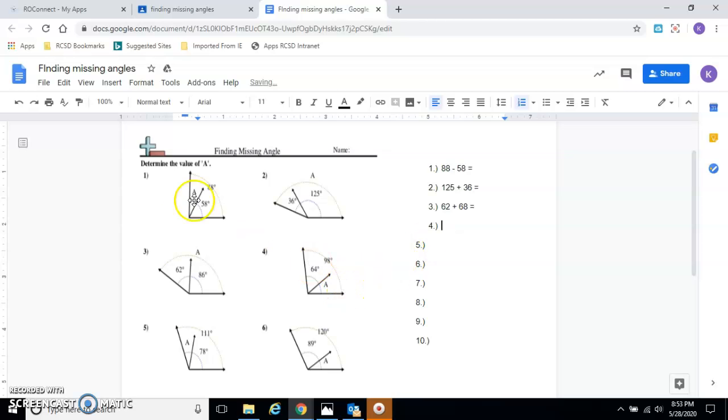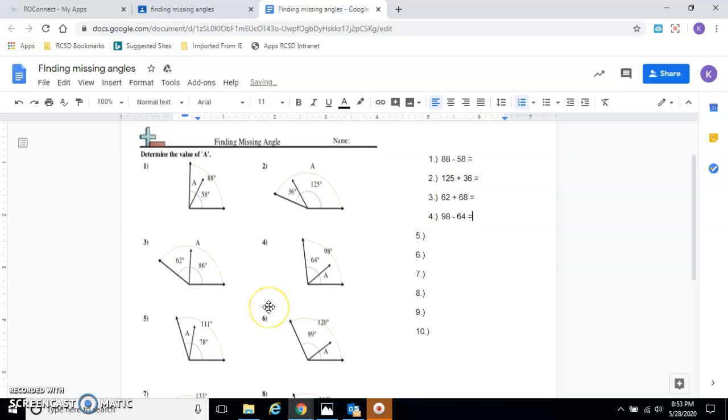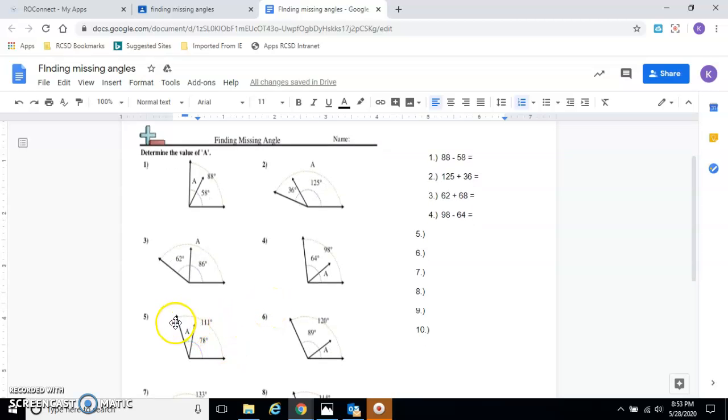Number 4. Okay, so now this one's similar to number 1, where they give me the big angle, and they give me one of the smaller angles, and I need to determine the other smaller angle. So I have my 98 minus 64 equals. Okay, number 5. Same thing again, where they give me the big angle of the two angles together, and they give me one of the smaller angles, and I need to find out the other one, A. So now I've got 111 minus 78 equals.